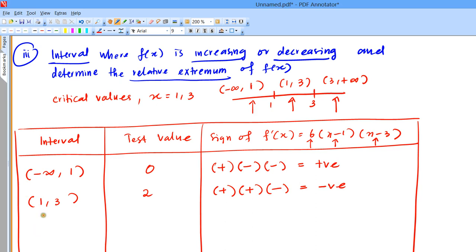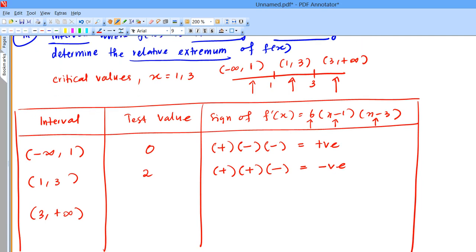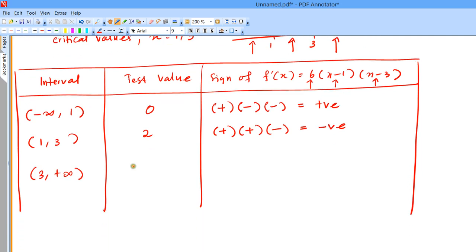And then the last interval, we have 3 to positive infinity. For the test value, you can choose x equal to 4. And then the sign of f prime x: we have 6, positive. First bracket, 4 minus 1 equals positive. Second bracket, 4 minus 3 equals a positive sign.